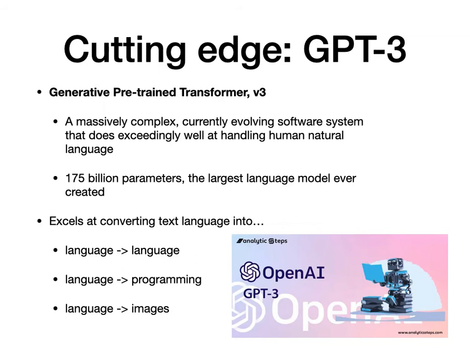and that model has 175 billion parameters. It's the largest language model ever created. And what is it good at? Well, there are applications that do all kinds of things. It can take language and produce language. It can take language and produce programming language content. And it can take language and produce images even. So let's look at some of these examples.